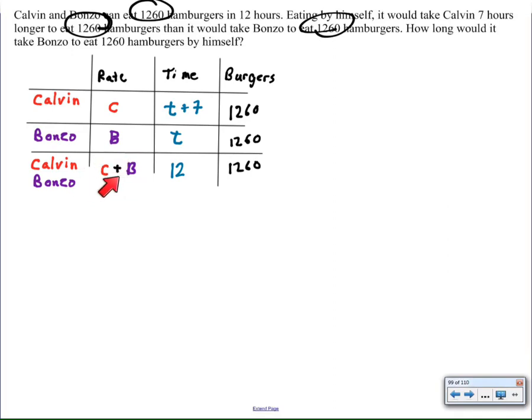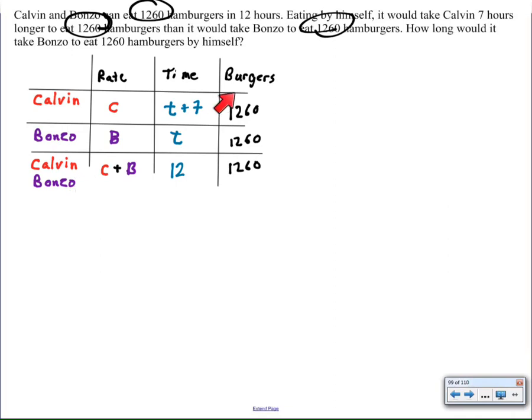So their combined rate, if there's 12 hours, 1,260 burgers, that's going to be 105 burgers per hour combined. But I don't know if that means Bonzo's eating, like 100 burgers per hour and Calvin 5 burgers per hour, or is it closer to 50 burgers per hour and 52 burgers per hour? I don't know. So I'm going to leave these as unknowns, but combined.